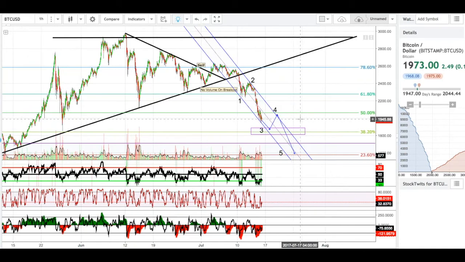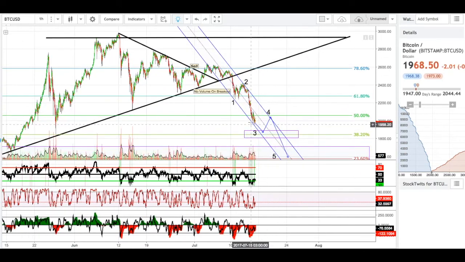So prediction for next week is don't trust this little bounce right here. I see us coming all the way down to the $1,850 range before catching a short-term bounce up to 4, and then traveling all the way down to complete our Elliott wave at 5 down here to 1600.